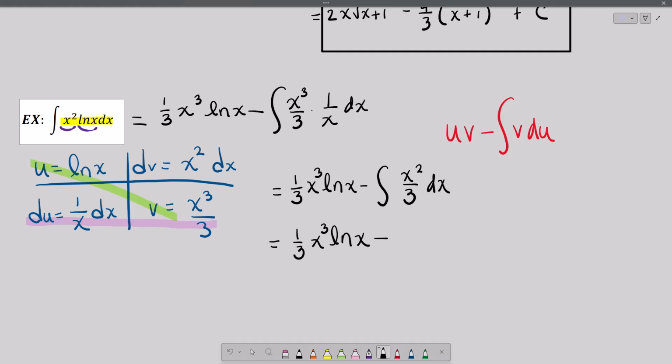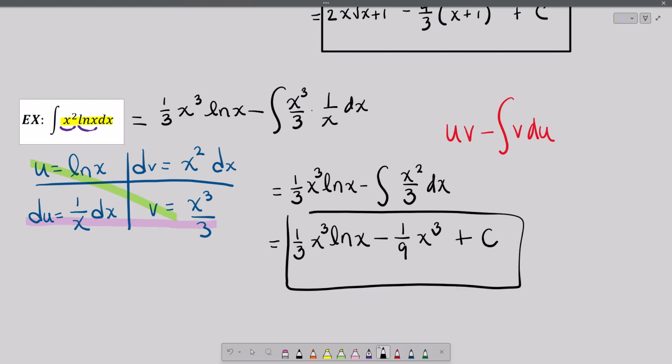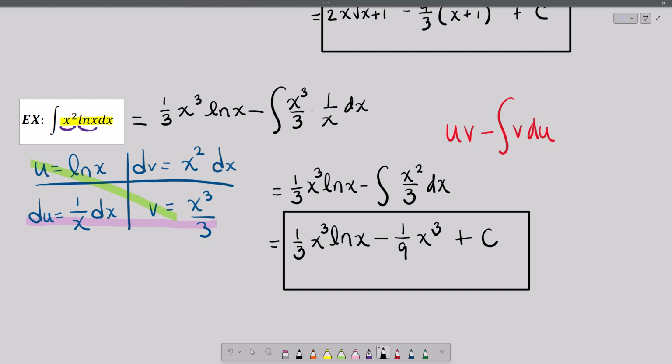This integrates easily with the power rule. We get x cubed over 3, so we end up with a 1/9 in front and an x cubed, and then a plus c. And now we've integrated that product. So quite frequently, integration by parts works really well when we have a product. And you can imagine all sorts of products that we've seen that this could work for. You'll see a lot of them in the homework. So any questions on the steps?